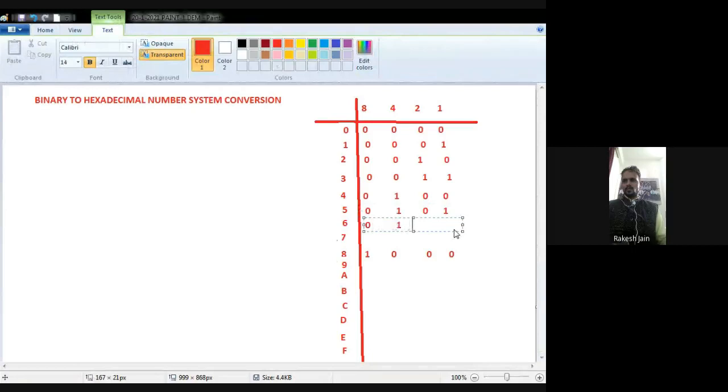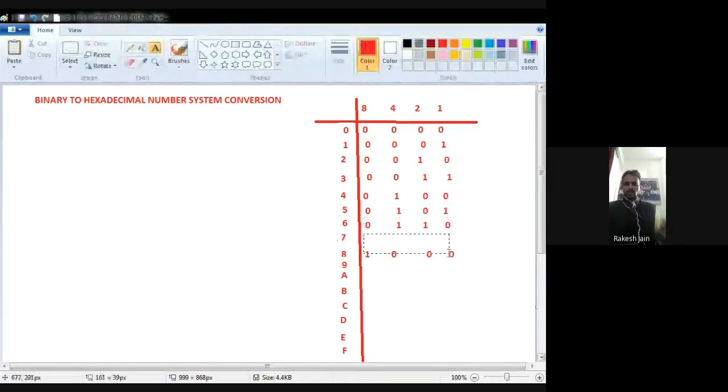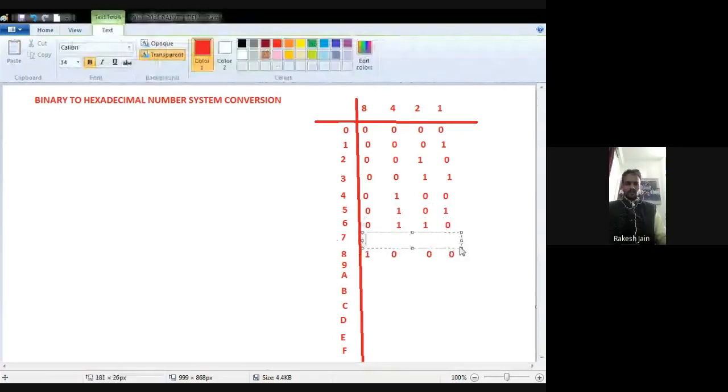What is 7? It is not 8, it is 4, 2 and 1. By the addition of 4, 2 and 1 we find 7. Similarly all digits are represented. 9 is what? 8 plus 1. It is 8, it is not 4, we don't require 2, and at the place of 1 we again write 1.